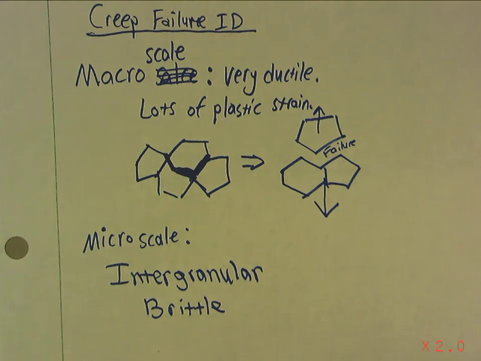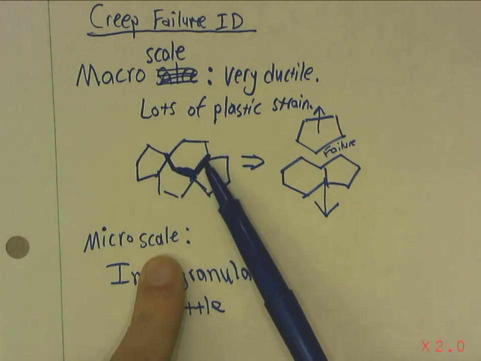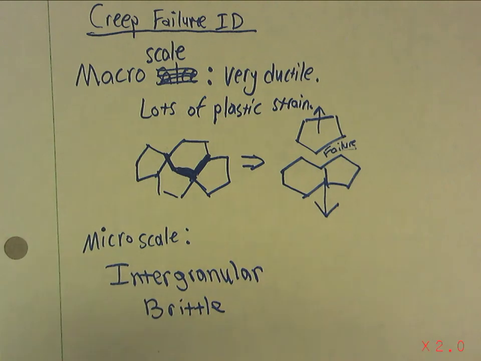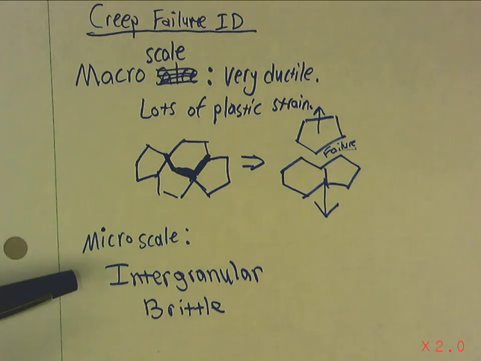So we'll get grain deformation, and we'll get the grain boundaries coming apart, sliding next to each other. Finally, they separate. So that creates, again, a ductile failure on the macro scale and brittle on the micro scale.